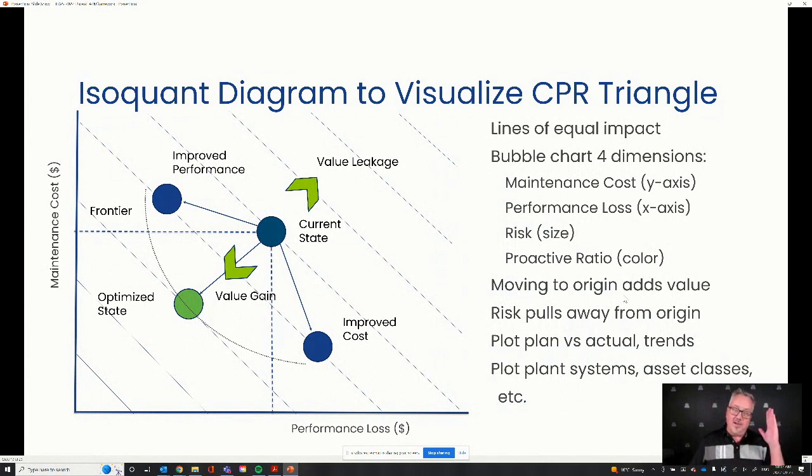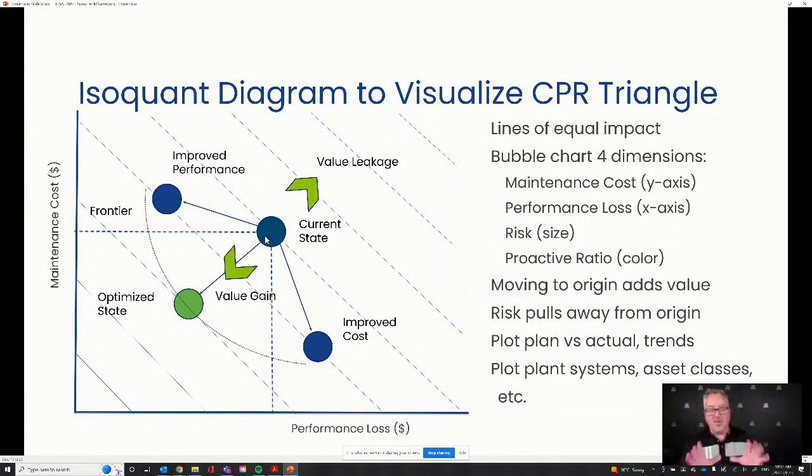So what we have here is actually a visualization of that magic CPR triangle. On the y-axis, we've got maintenance costs. Again, to have too much is undesirable. And across the x-axis, we have performance loss. Too much is undesirable. So two bad things. You'll notice we have to go into the negative valence here in order to see ours. But in the middle there, we've got current state.